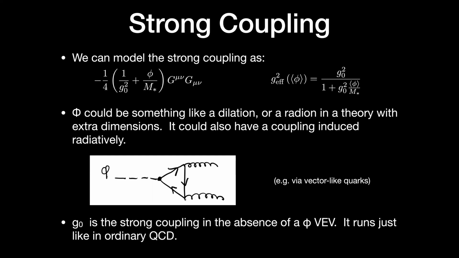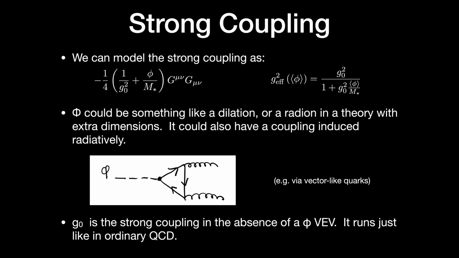So effectively, if I go to the canonical normalization, this gives me an effective coupling for QCD, g squared effective, which is equal to the g0 squared in the Lagrangian, divided by 1 plus g0 squared times the ratio of the phi VEV to m star. So phi could be something like a dilaton or maybe a radion in a theory with extra dimensions. You could just imagine it's some field that has some coupling to the gluons induced radiatively through a triangle diagram like the one that I've sketched here.